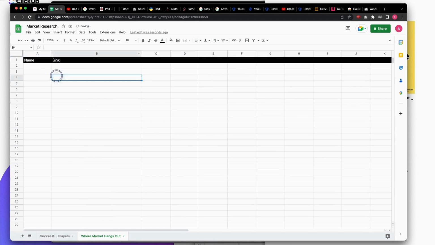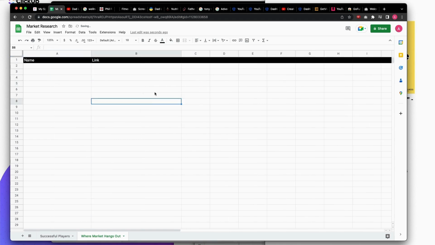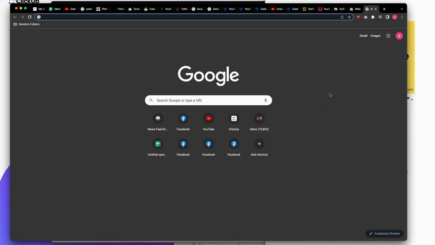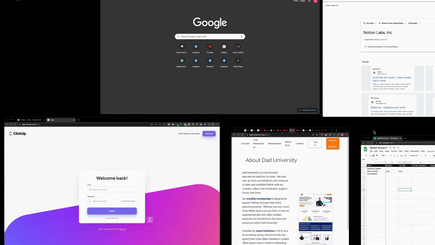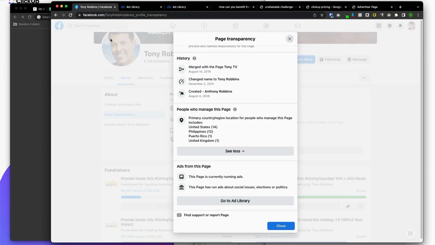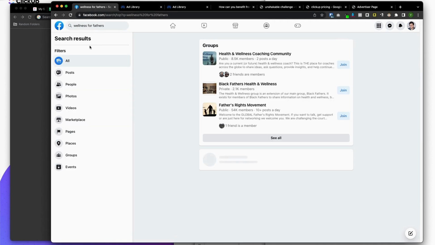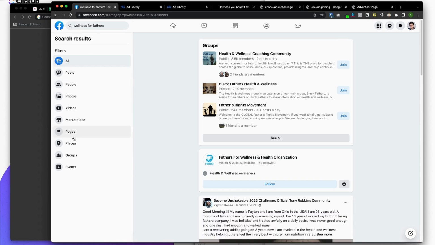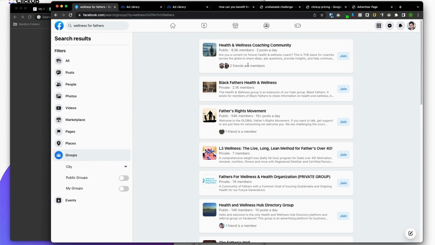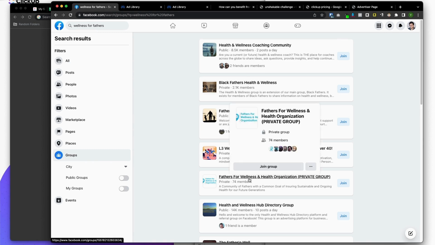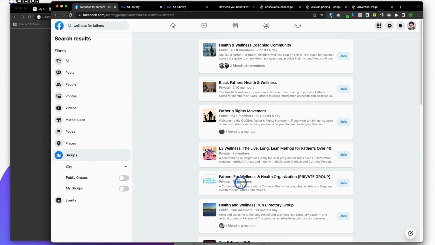Then what I'm going to do is start looking at, let's say, Facebook. Let me open up the Facebook that I was using earlier. So here we go. I might type in, let's say, wellness for fathers, into Facebook, and then go over to groups. Right here, groups. And here I'm going to look at, let's say, Fathers' Rights Movement, and Fathers for Wellness and Health Organization. That's interesting. It has 74 members.